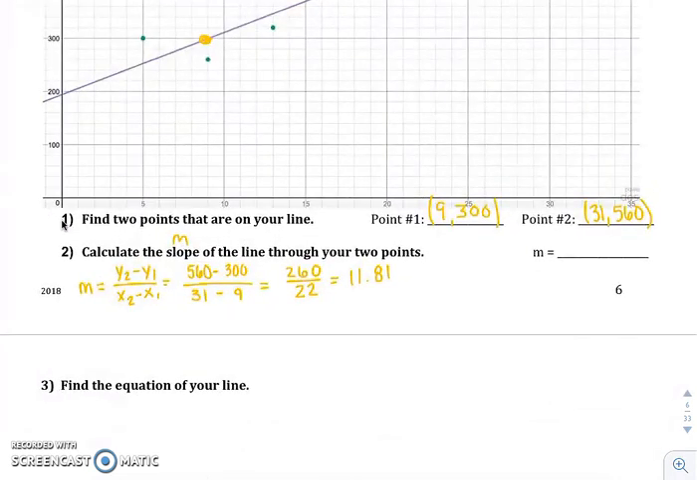It should be positive, so if you end up with a negative number, double check your work because your slope is going uphill. If there was someone standing on this line, as they walked to the right, they would be going uphill. It is a positive slope. So 11.81.